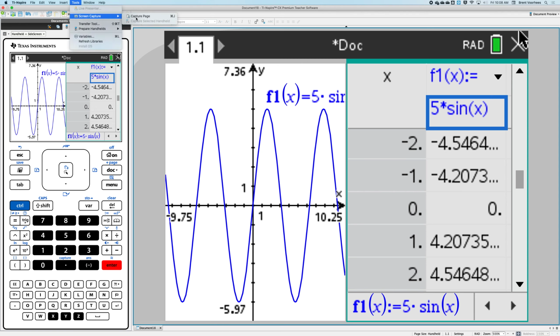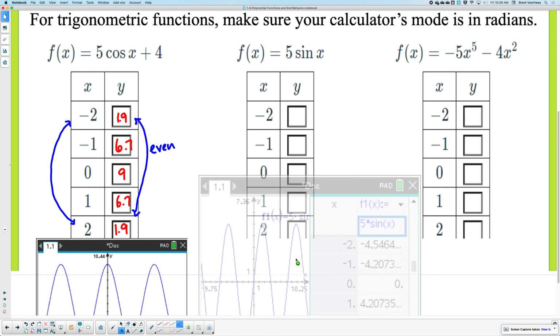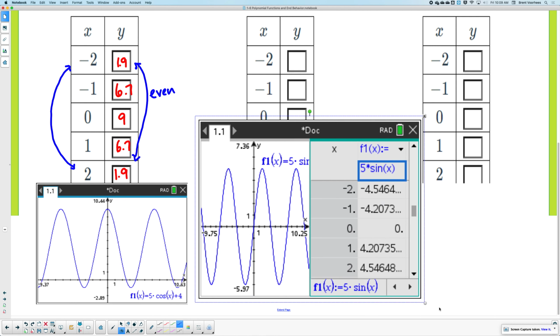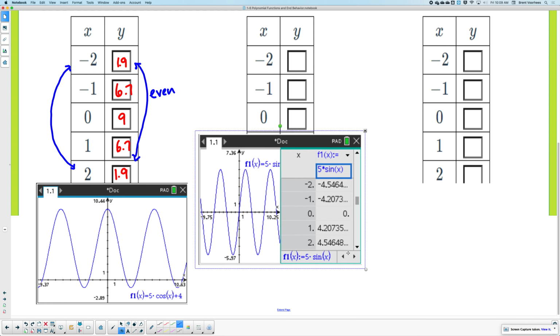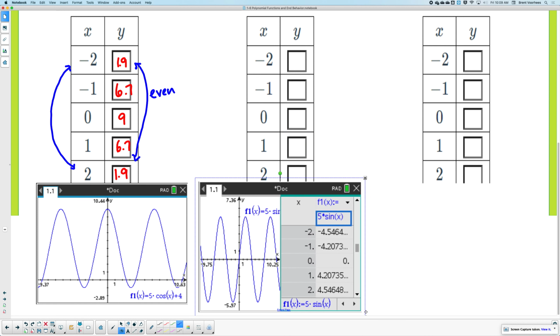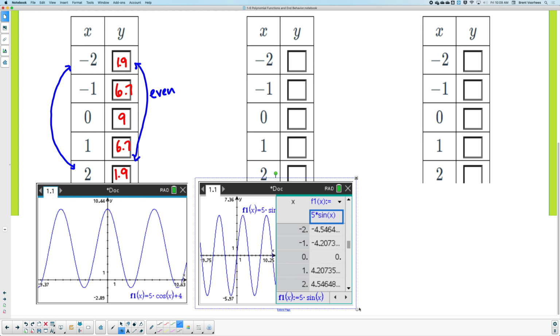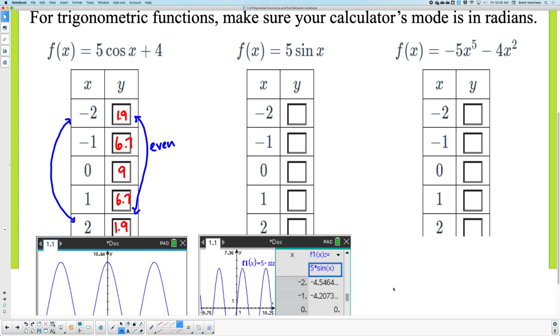All right, what do you think on this one? Again, we'll go to the nearest tenth. Fill in your values so you can tell me what you make your determination. Nearest tenth, I'm getting negative 4.5. What'd you get for negative 1? Negative 4.2. 0. 1. 4.2. And 2. 4.5.